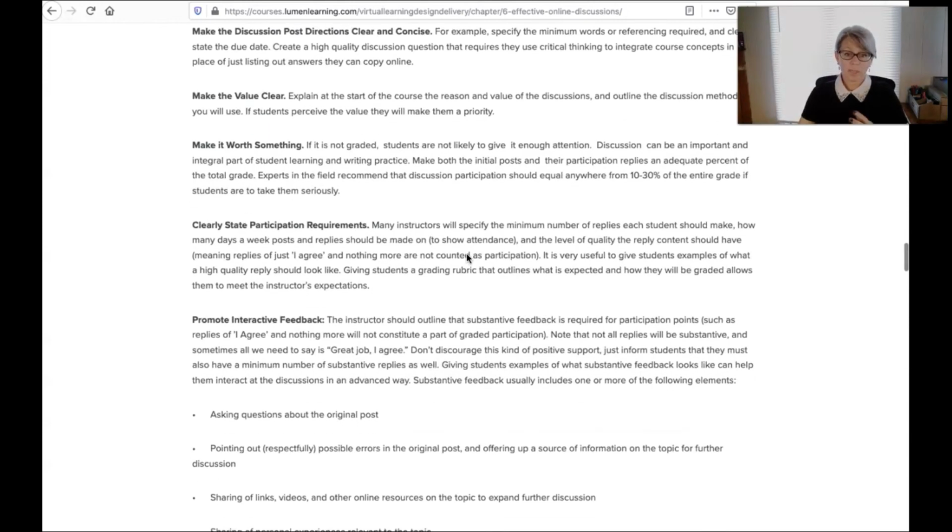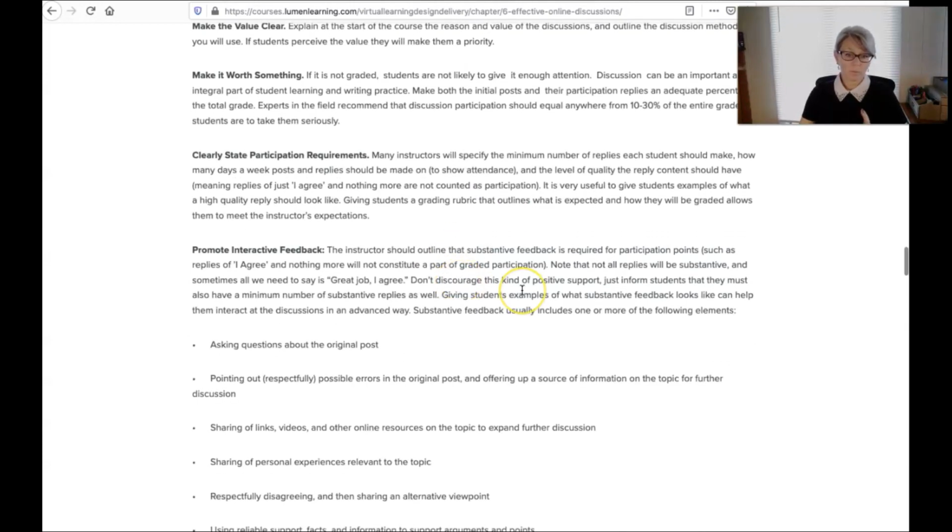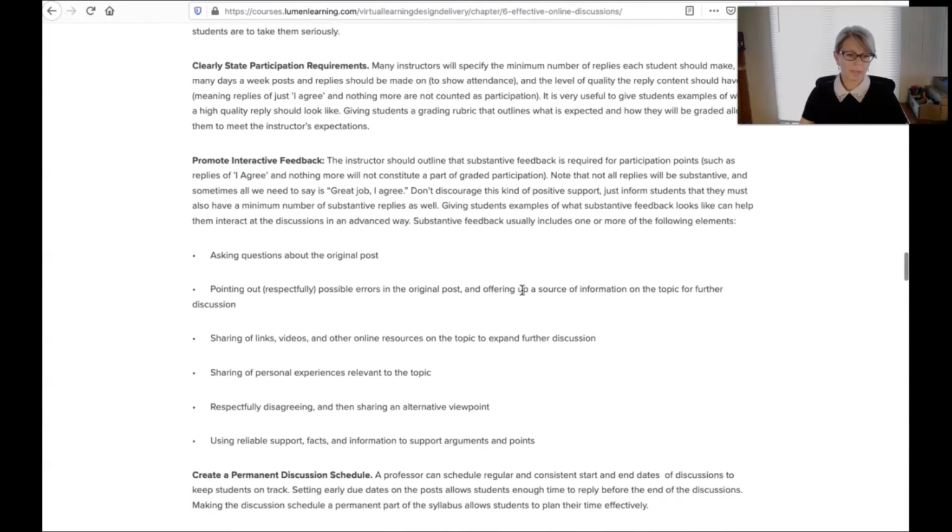Clearly state participation requirements. So, tell them that replying to someone and saying, I agree, or nice post is a very pleasant thing to say, and they're welcome to do that, but it doesn't count for the minimum participation each week. For example, if they're supposed to do at least 2 or 3 replies that are substantive and high quality, tell them that doesn't apply to that. That's not part of their participation grade. So you're promoting really interactive feedback.